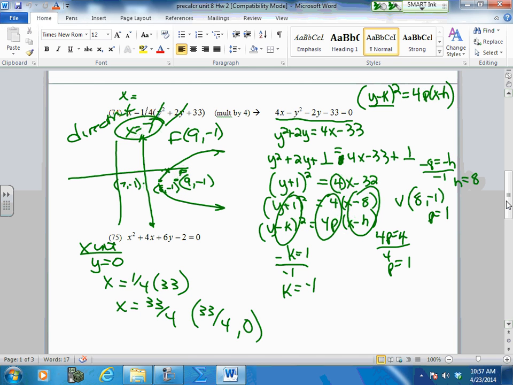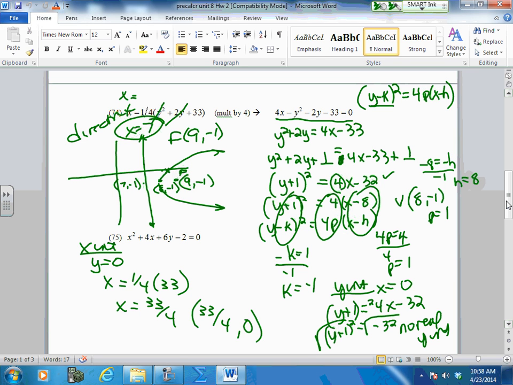Now, for my y-intercept, guys, x is 0. I'm going to use this one. I'll decide to do that one. Y plus 1 squared equals 4x minus 32. Do I have to use the one that I factored? No, because I'm going to end up distributing it anyway, right? So I'll use the one right before it. So x is 0, so this becomes negative 32. I take the square root and I say, whoops, no real y-intercepts. And did my graph ever touch that y-axis? Nope, no real y-intercepts.